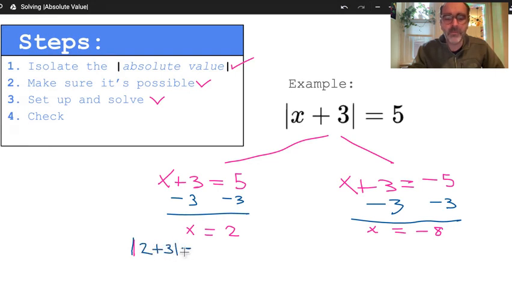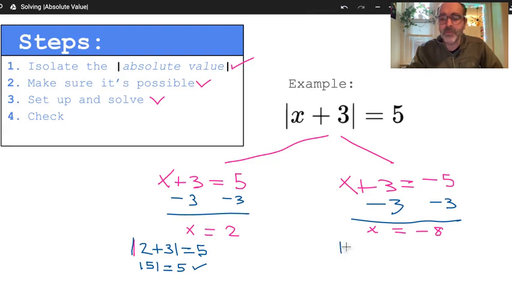Is that equal to 5? And we're asking a question. We're trying to check our work. Well, 2 plus 3 actually is 5. So is the absolute value of 5 equal to 5? Yes, it is. Let's do the same thing for this one. So that side's good. Let's pop negative 8 in for x here.